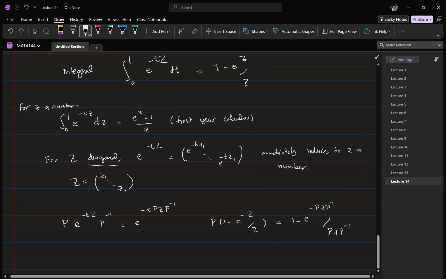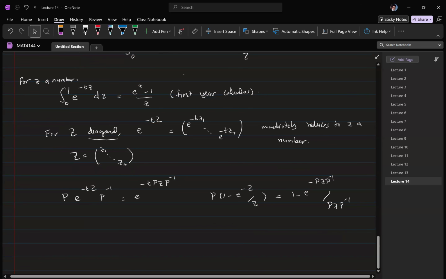Okay? Remember, the right-hand side is a series. Every term is conjugated in that series. Therefore, by conjugation, I can make my matrix diagonal if it is diagonalizable. So this implies the assertion holds also for Z diagonalizable.